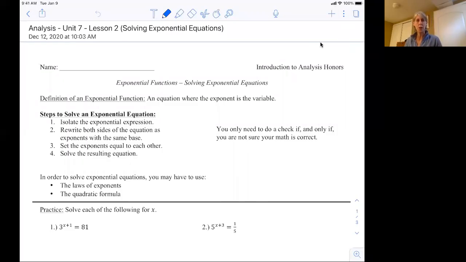Hey everyone, today we're on Unit 7, Lesson 2, which is solving exponential equations.